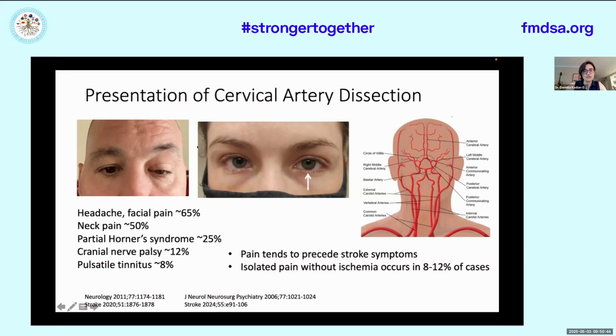These are two of my patients, one who's demonstrating lid drooping, and the other one here who has a difference in the size of her pupils. So kind of subtle, but definitely there. And then whooshing is also common. The pain really tends to precede any kind of stroke symptoms if they're going to happen. And we do see a fair number of people who have isolated pain with no stroke symptoms whatsoever.